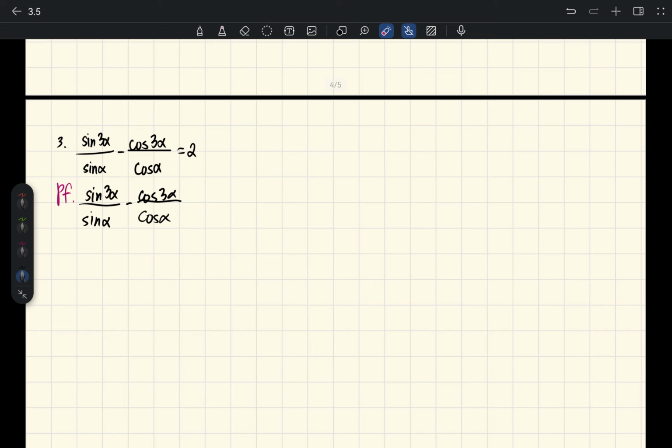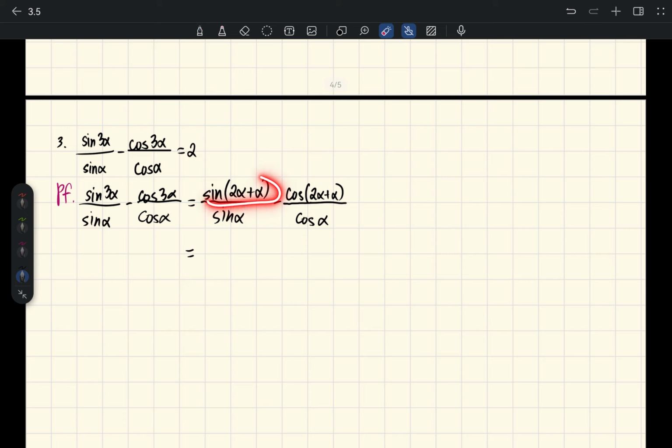Unfortunately, we don't have yet the identities for sine of 3 alpha and cosine of 3 alpha. However, what we know is that 3 alpha can be written as 2 alpha plus alpha. And luckily, we have the double angle identities for sine and cosine. So what we'll do is write the numerators as sine of 2 alpha plus alpha over sine alpha minus cosine of 2 alpha plus alpha over cosine of alpha.